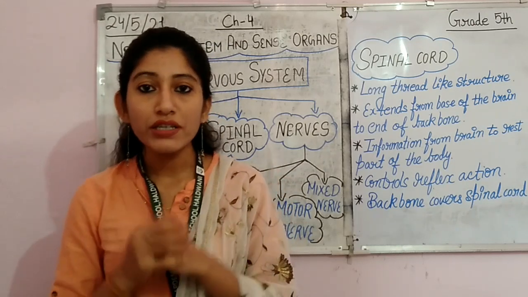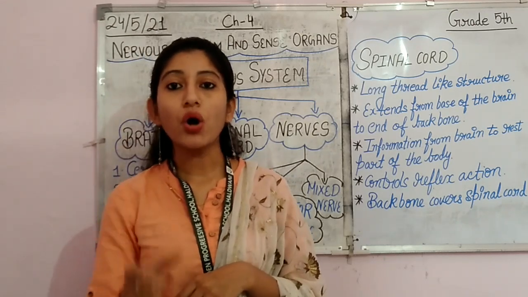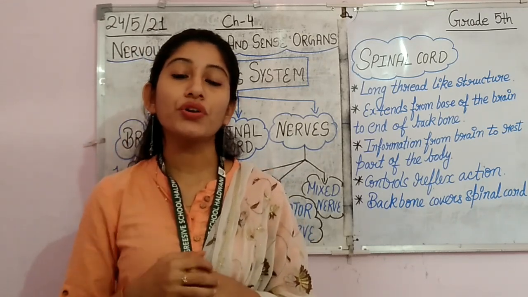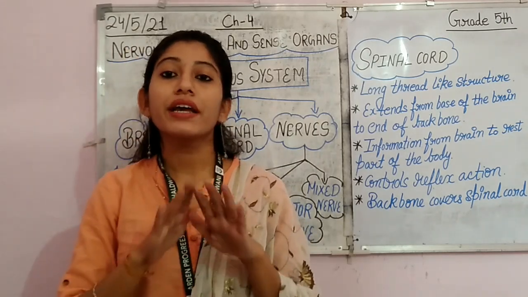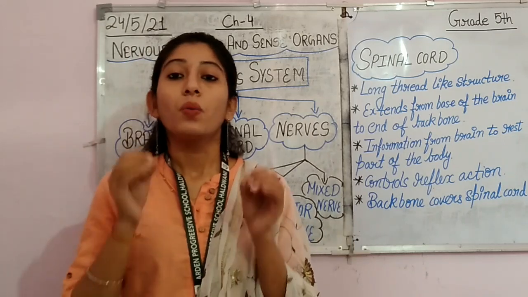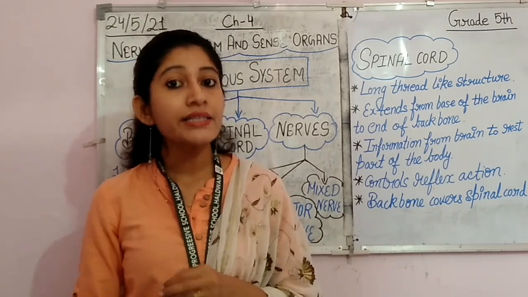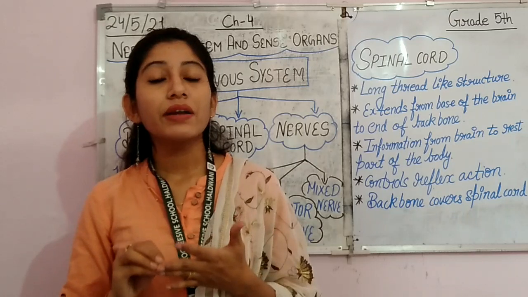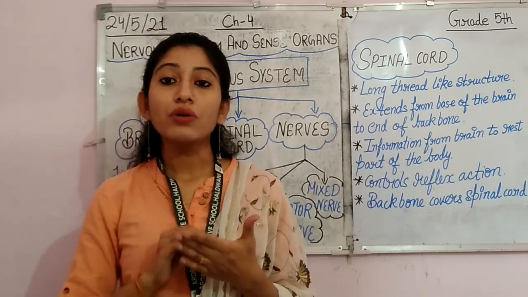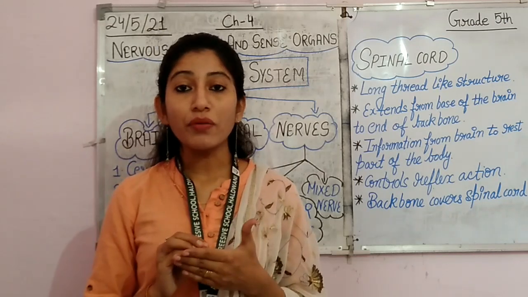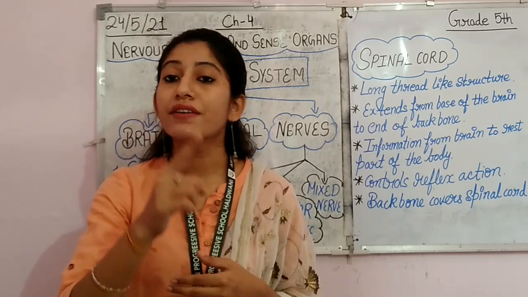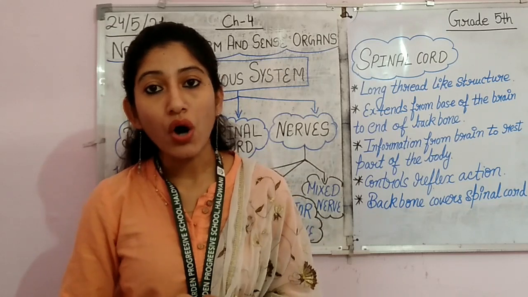What is the role of the spinal cord? The spinal cord sends the message, or you can say information, from the brain to the rest of the body. Whatever the brain decides, whatever order is given by the brain, so how will the actions be taken by the muscles? This information to the muscles is given by the spinal cord.